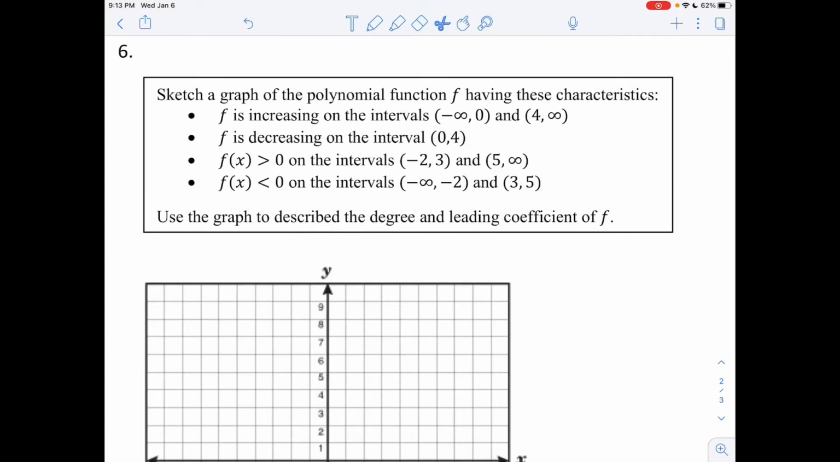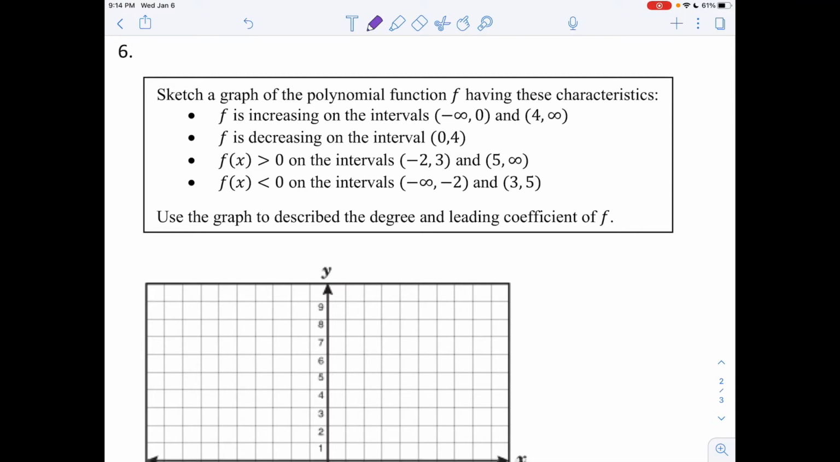The very last thing that we want to do is be able to sketch a graph given some general characteristics about the graph. Those characteristics are going to have to do with the spots where the graph is increasing or decreasing, and then also where the graph is greater than 0 or less than 0. Greater or less than 0 meaning, are we above the x-axis or below it? So these are two types of parameters that we can use to draw a general sketch.